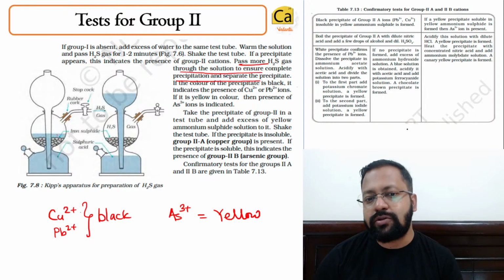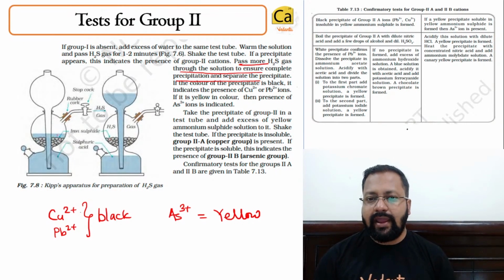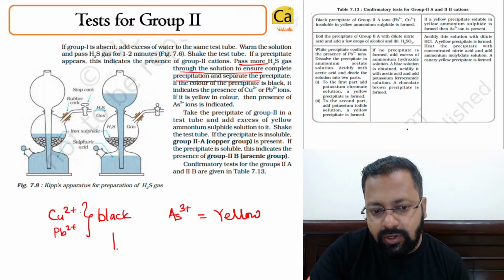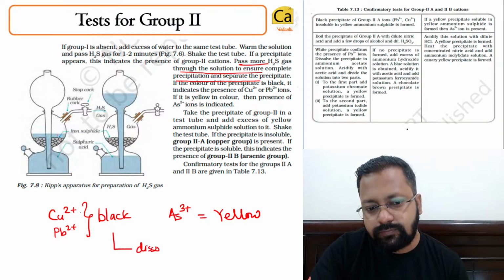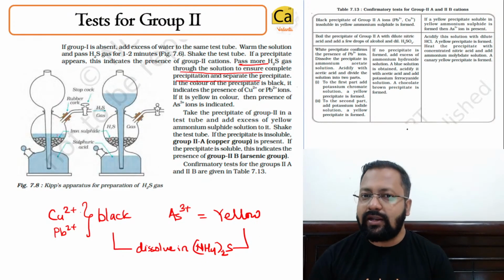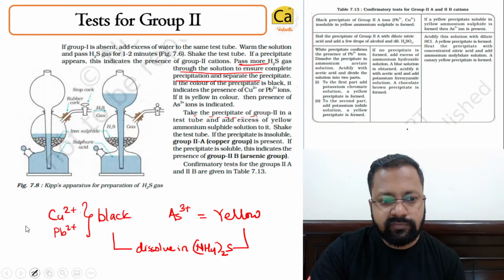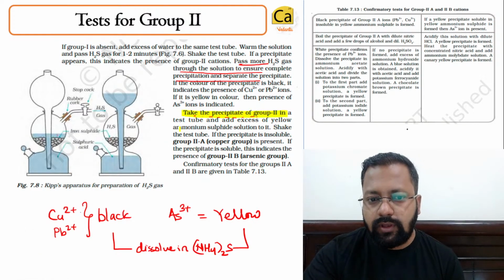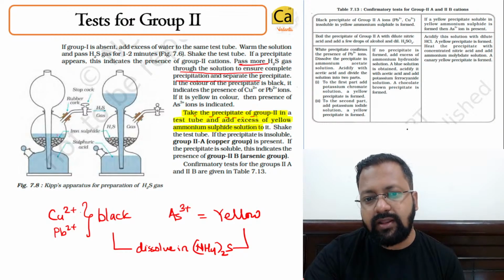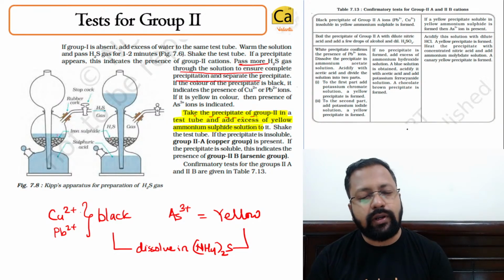So for confirmation, you will take the precipitate and dissolve it in yellow ammonium sulfide, (NH4)2S. इसको बोलते हैं YAS, that is yellow ammonium sulfide. So take the precipitate of group 2 and add ammonium sulfide solution to it.